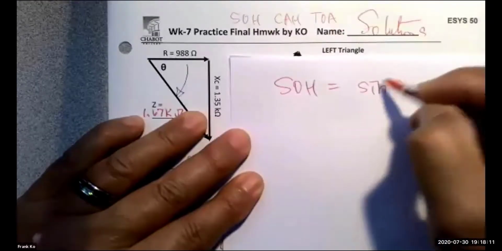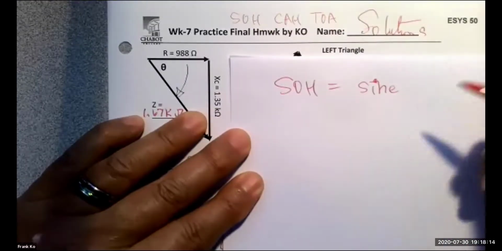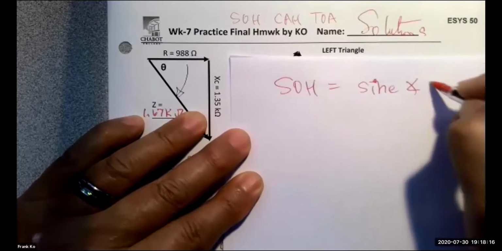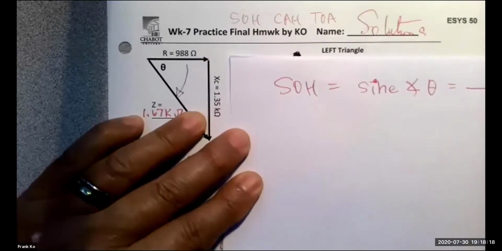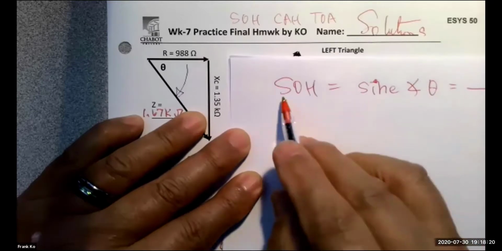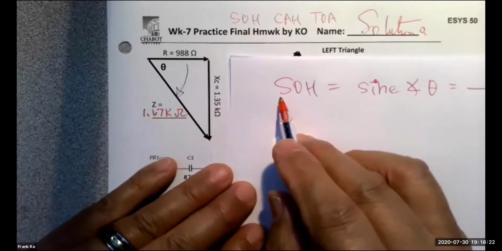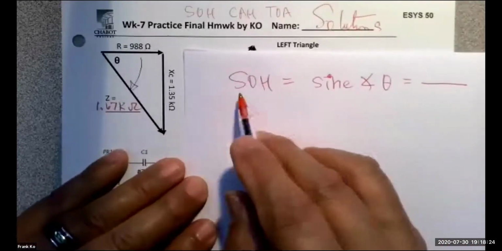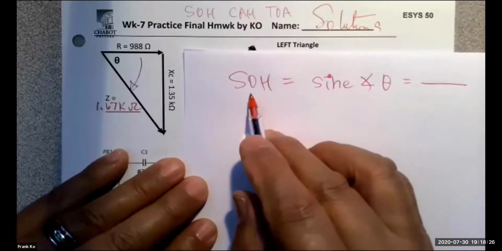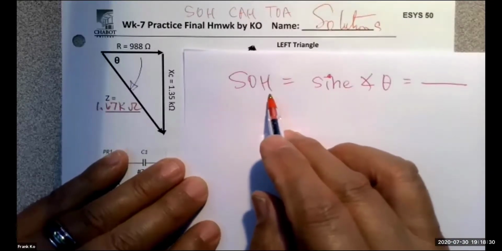Sine? Sine, yes. We abbreviate that as S-I-N, but it is technically S-I-N-E. Sine of angle theta is going to be equal to something over something. The first letter tells you which trig function we're going to use, which is sine. The O tells you the numerator, and the H tells you the denominator.